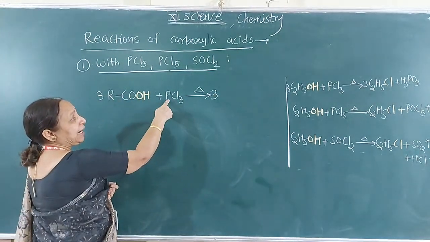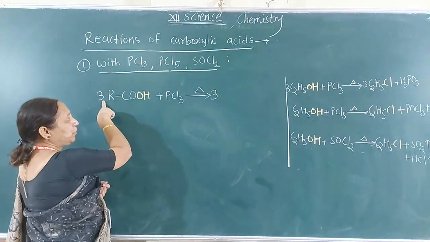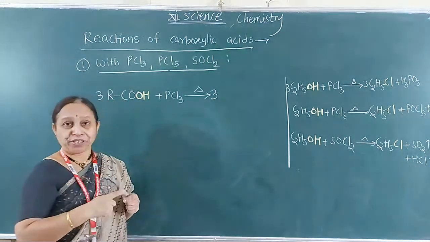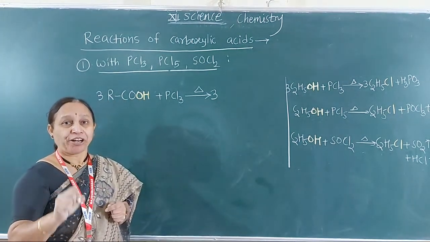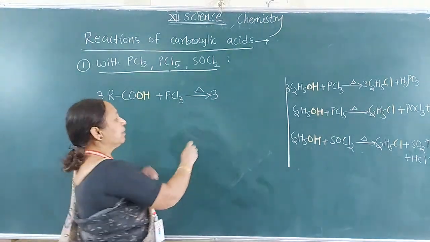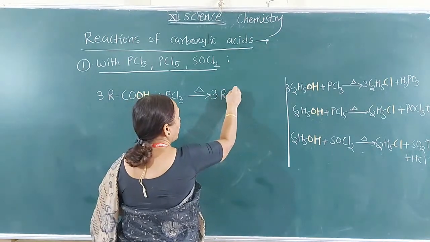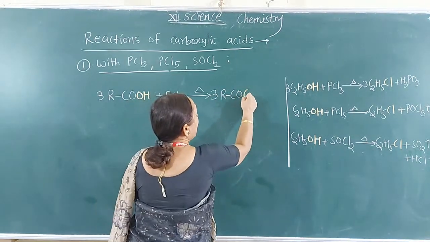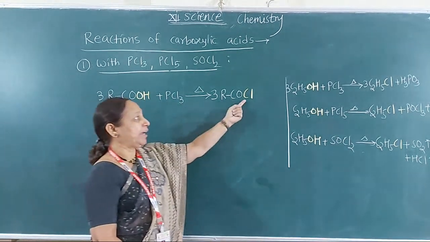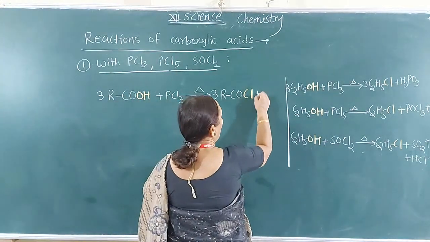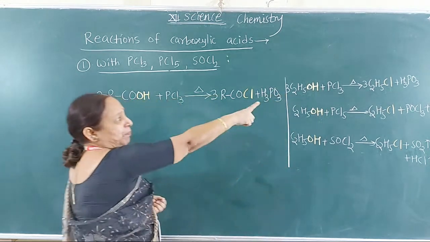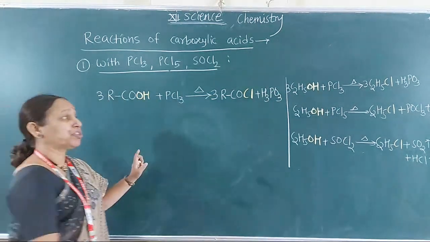When it is a trihalide, 3 molecules of reactants and 3 molecules of products are obtained, and the side product is also of 3, and thus the main product is RCOCl. OH of carboxyl is replaced by chlorine, with the side product H3PO3. Same reaction like alcohol, same to same reaction.